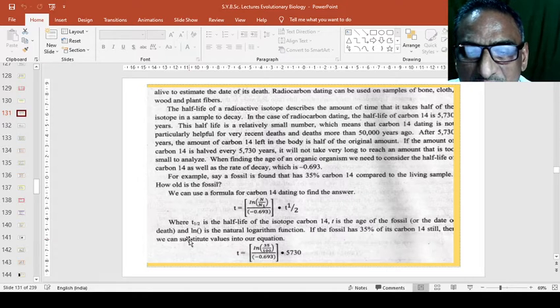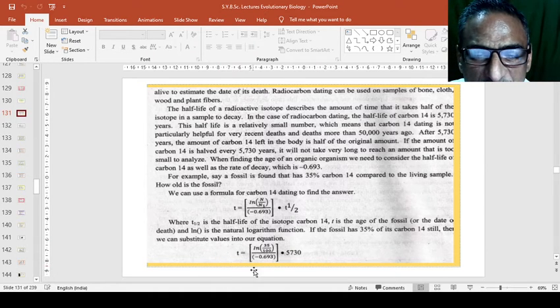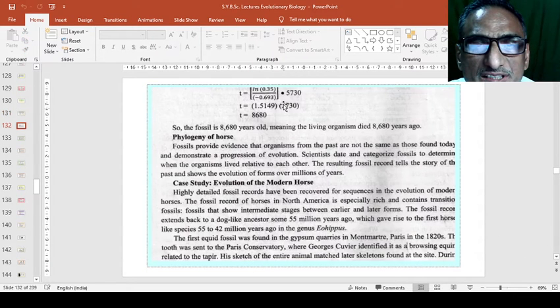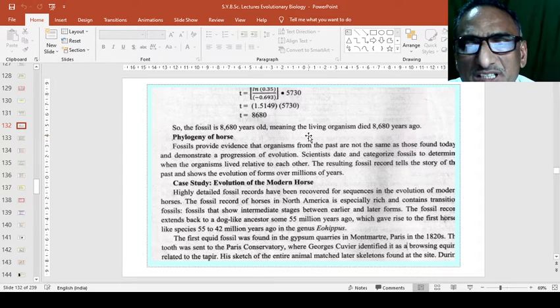If the fossil has 35% of its carbon 14 still, then we can substitute values into our equation this way and determine the age of that particular olden thing. So this might be 8680. The fossil is 8680 years old, meaning the living organism died 8680 years ago.